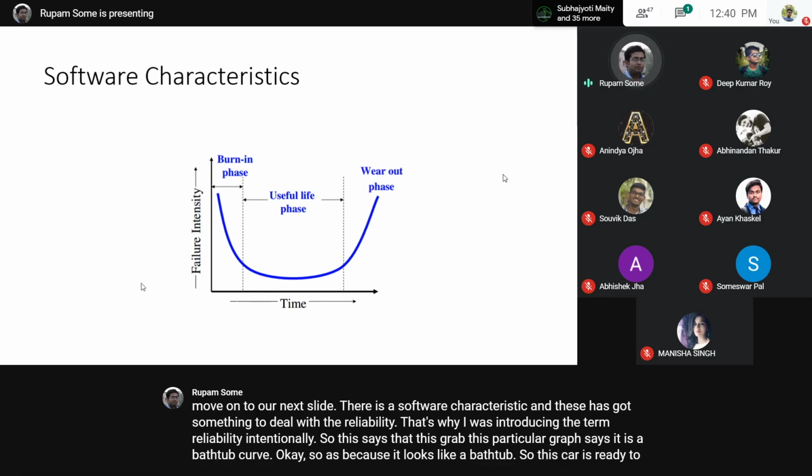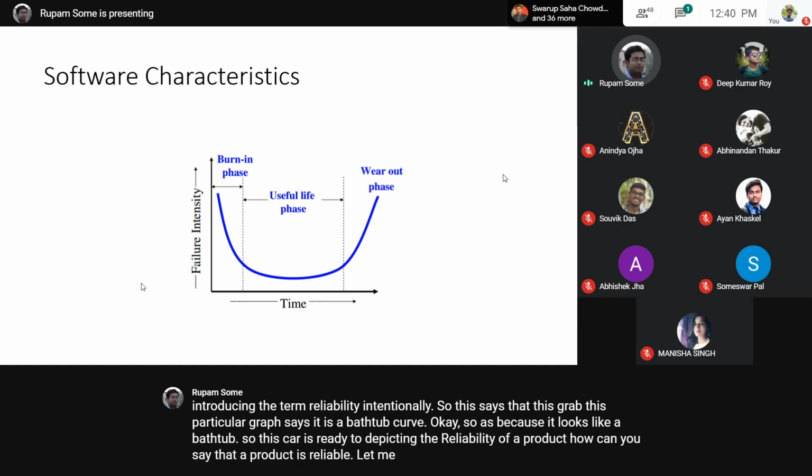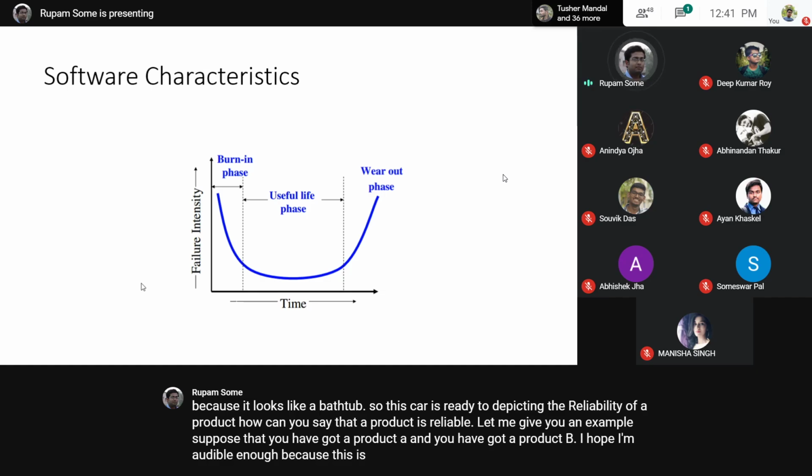How can you say that a product is reliable? Let me give you an example. Suppose that you have got a product A and a product B. I hope I'm audible enough, because this is very important for you to understand. You're about to measure the reliability of a product. Now, if you have to measure the reliability, what exactly will you be doing? You will be giving 5 inputs to product A. You'll be giving these same inputs to product B.